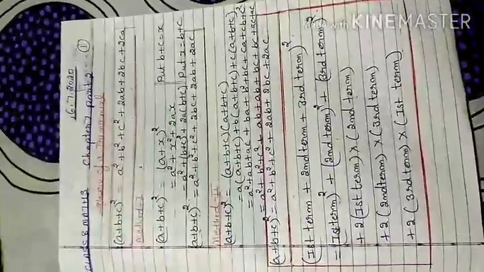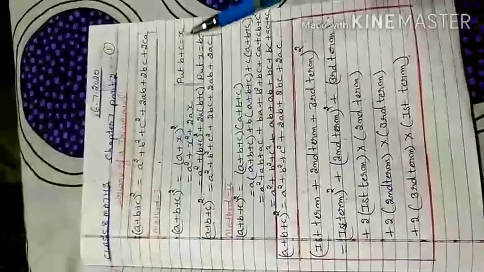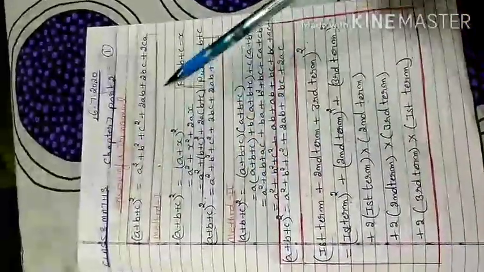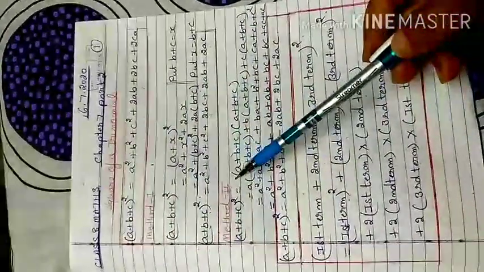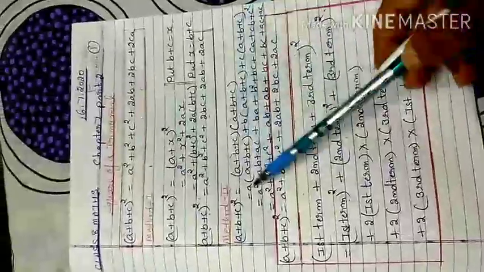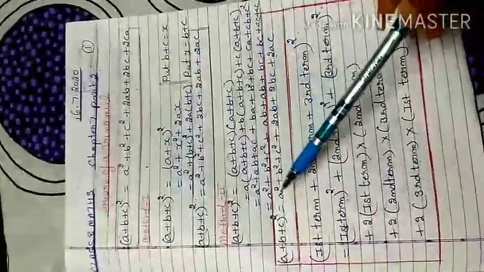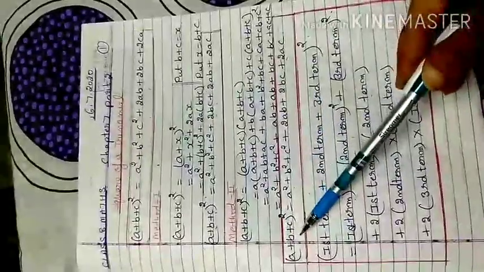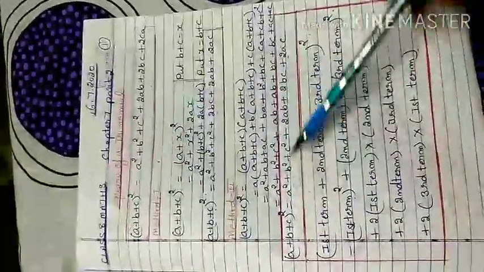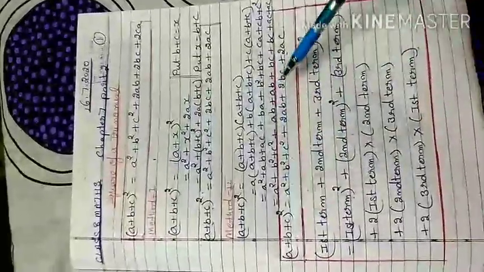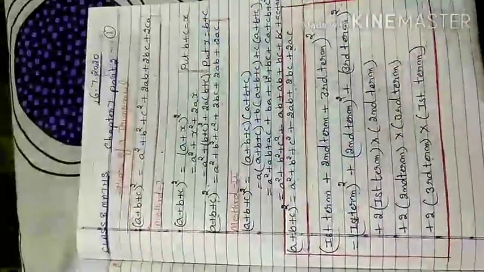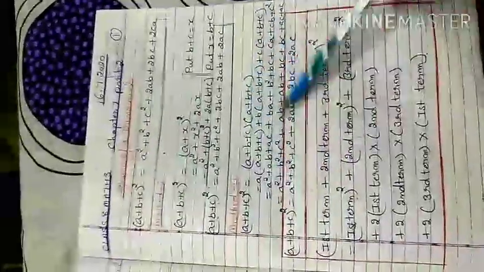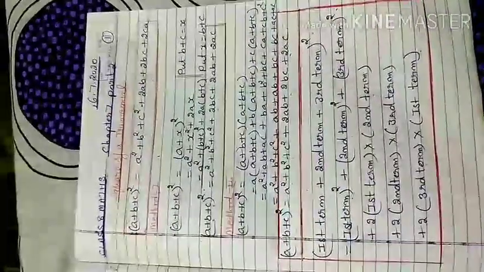Ultimately, what is the purpose of this formula? Instead of going through such a long process, if I have 3 terms given and the square is given to me, I can directly apply the formula: first term square, second term square, third term square, plus 2 times the first two terms, plus 2 times the next two terms, and plus 2 times the first and last term. So instead of going through such a long process, I can reduce my work using the formula or identity, which is already proved.